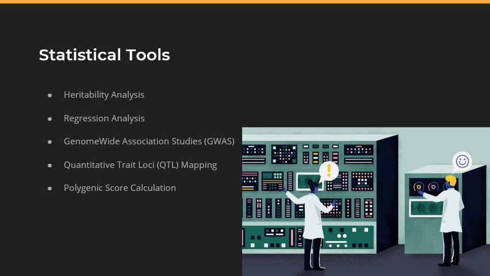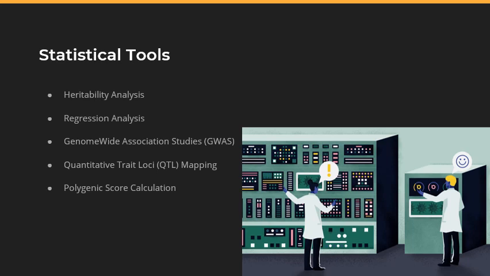Unlike Mendelian genetics, where we deal with simple traits controlled by one or few genes, quantitative genetics focuses on complex traits influenced by multiple genes. To unravel the mysteries of these complex traits, we rely on statistical tools that help us make sense of the data and uncover the genetic and environmental influences. So, let's talk about some of these key statistical tools.